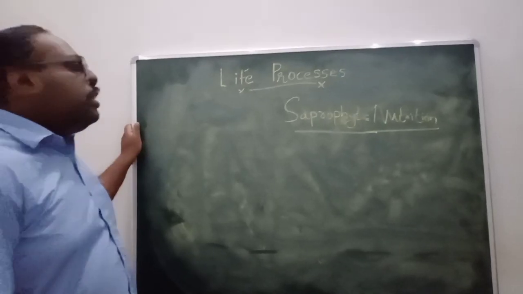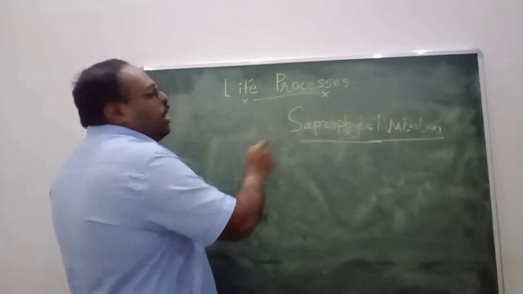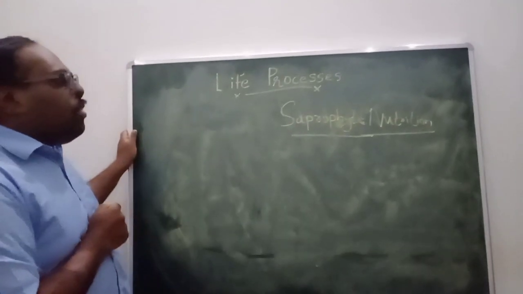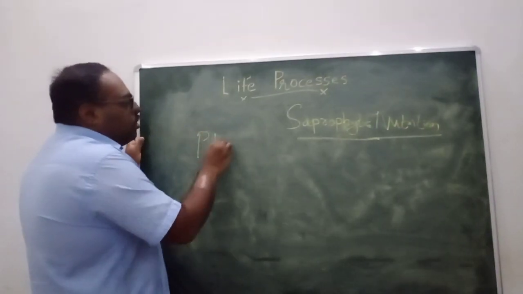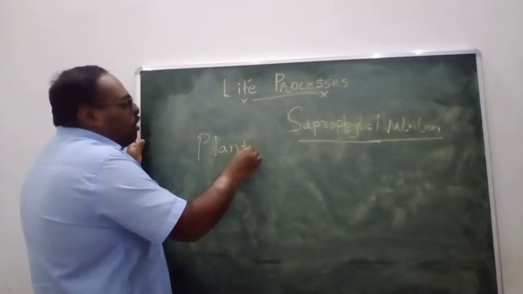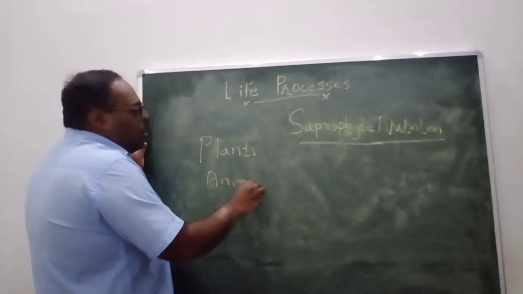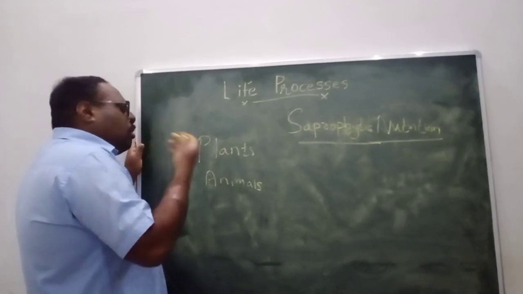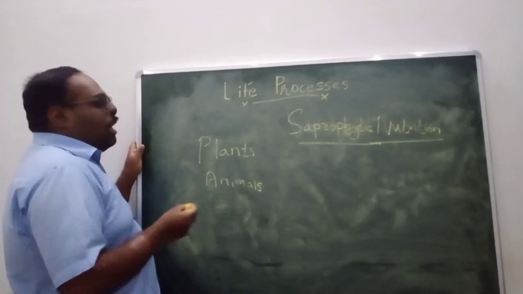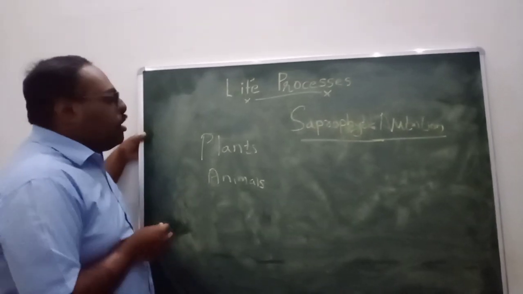The third nutrition that we are going to discuss is known as saprophytic nutrition. Saprophytic nutrition means we have plants, we have animals, that means animals which depend upon plants. Some of the few lower-level animal-like beings can produce their food by themselves.